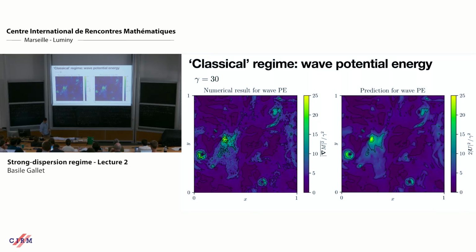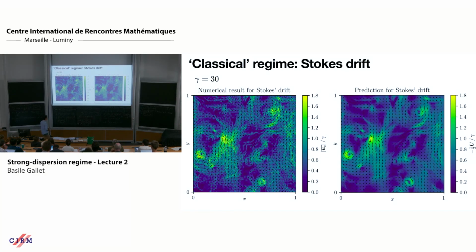So that's the wave potential energy. We can look at the Stokes drift. Okay. Again, this is the prediction. And the color bar means something, like it's the actual quantitative predictions. So you can see again, the pattern is exactly the same.